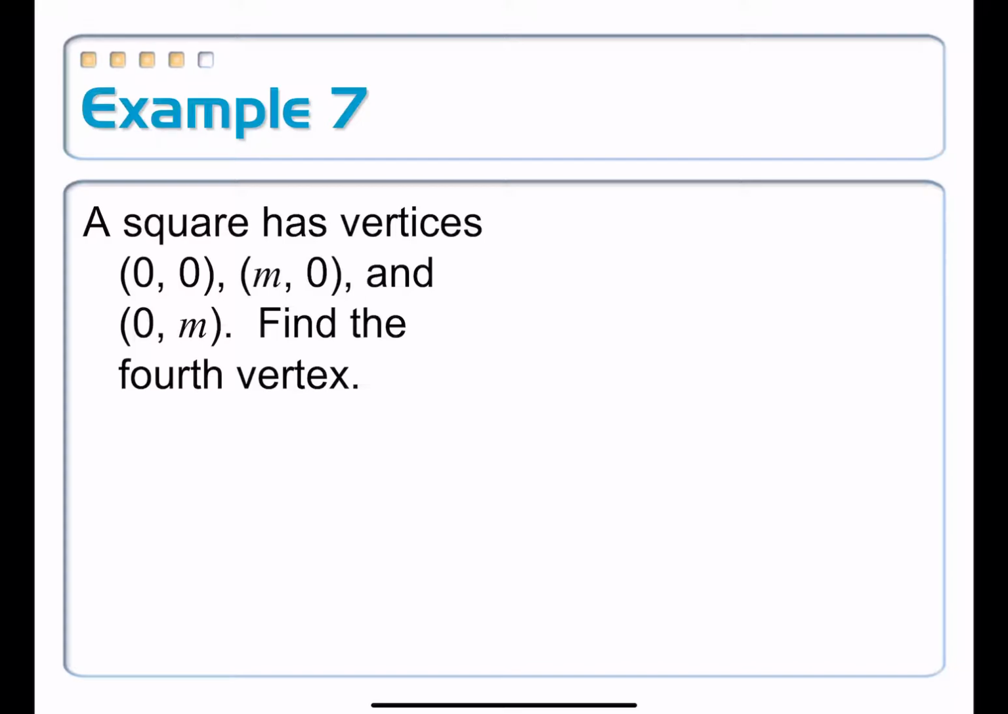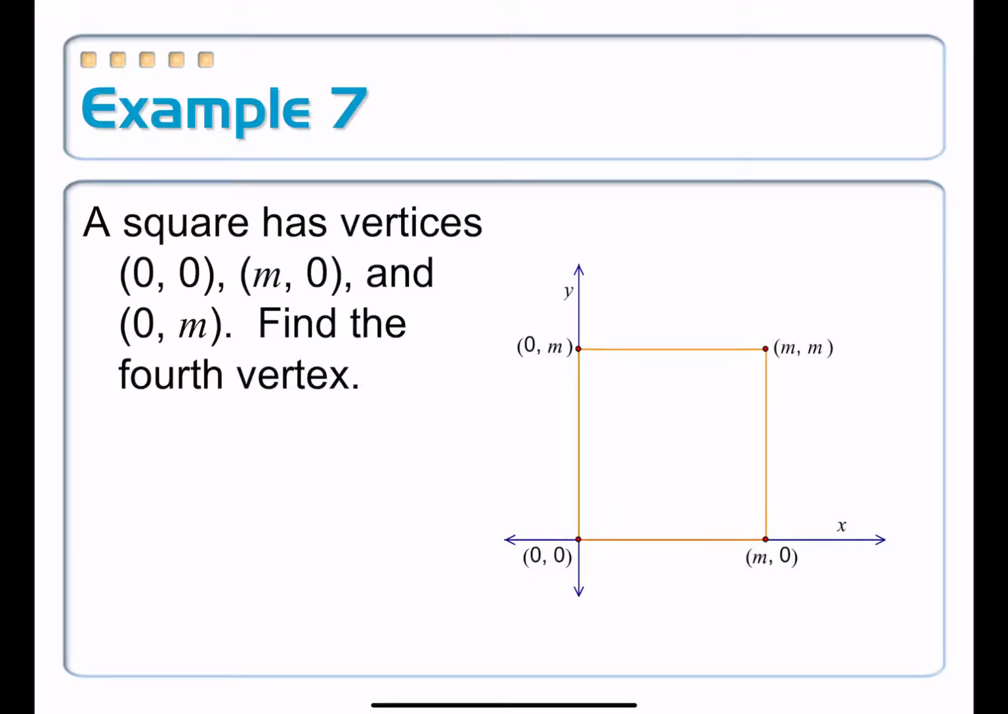In example 7, we have a square which has vertices at (0, 0), (m, 0), and (0, m). Find the fourth vertex. So maybe you can visualize what this looks like in your head, or maybe you need a little bit of a picture to go along with it, like so. What would be that fourth vertex? What would be the coordinates? Well, if it's a square, all the sides have to be the same, and they have to be perpendicular sides. So that fourth vertex needs to be (m, m).